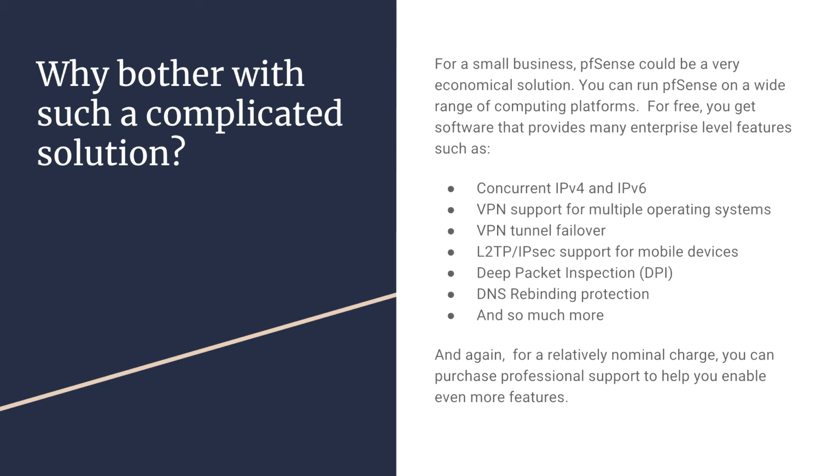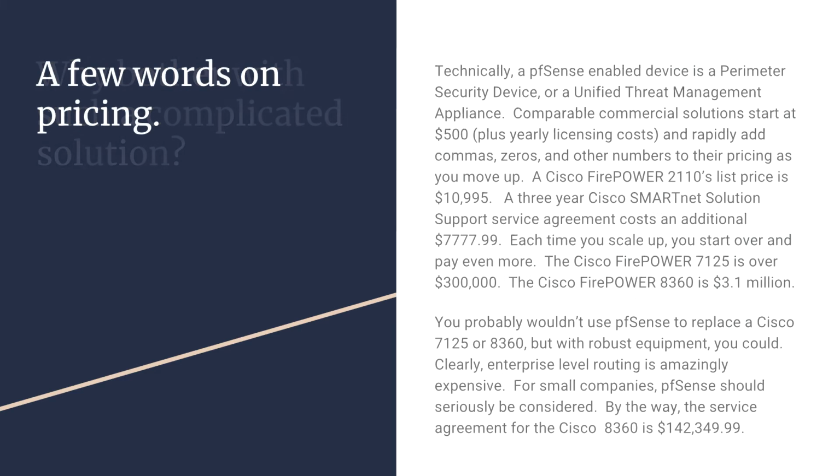So let's talk about pricing a little bit. Technically, pfSense is a perimeter security device, also known as a Unified Threat Management appliance, which is what's starting to happen, where the router on the edge of your network also functions as a firewall and does a whole lot more things than they've done in the past.